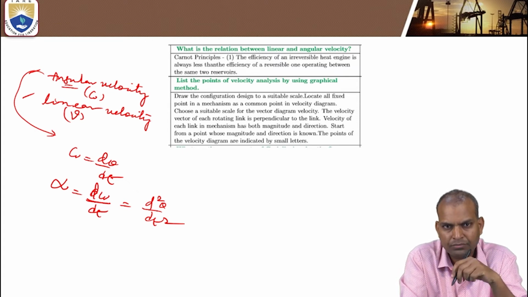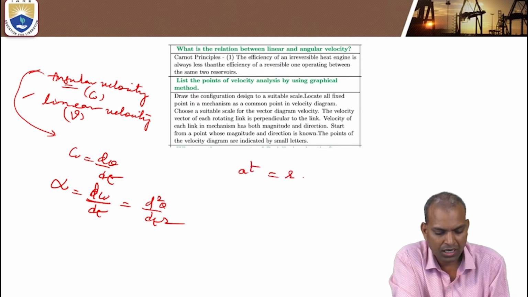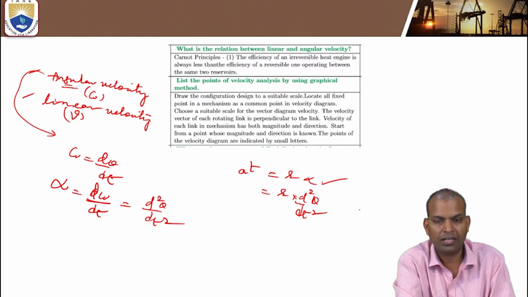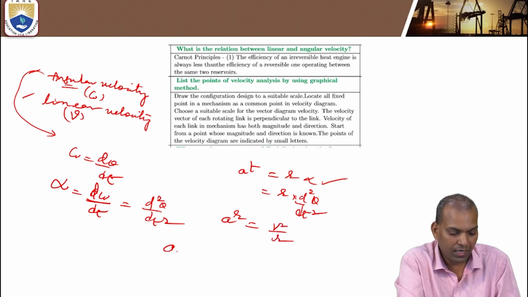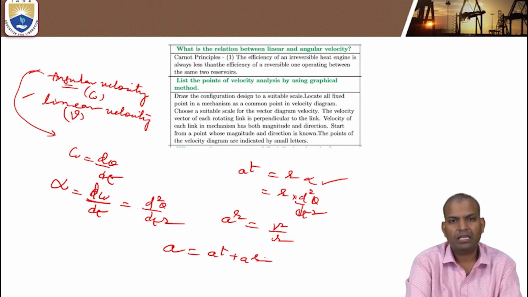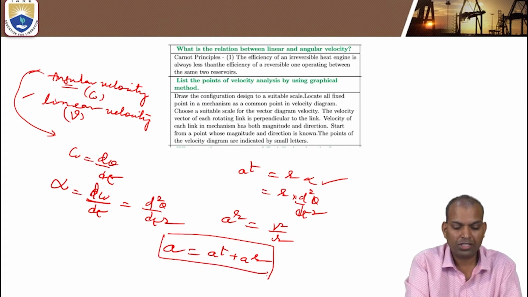Now, while drawing the velocity analysis and acceleration analysis, for acceleration analysis, what is the tangential acceleration? That is r alpha. This r alpha is what? d square theta by dt square. This is the angular acceleration. Radial acceleration a r equals v square by r. What is the total acceleration? Equal to at plus ar. The sum of tangential and radial components of acceleration is known as total acceleration.